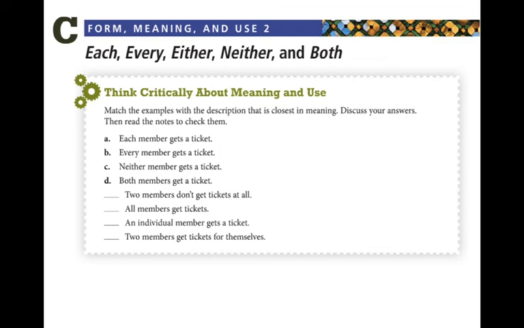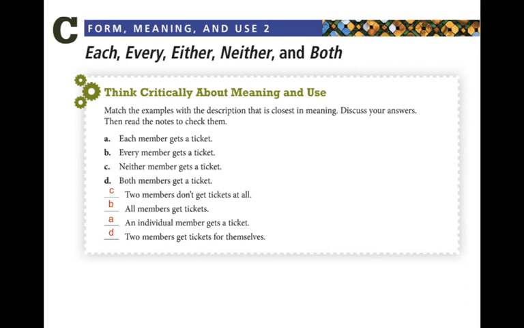A, each member gets a ticket. Which one matches that closest in meaning? It is an individual member gets a ticket. B, every member gets a ticket. Which one matches this one? All members get tickets. C, neither member gets a ticket. Neither means not either one of two. So that means two members don't get tickets at all. That leaves D, both members get a ticket. In English, when we say both, we're referring to two. Two members get tickets for themselves.